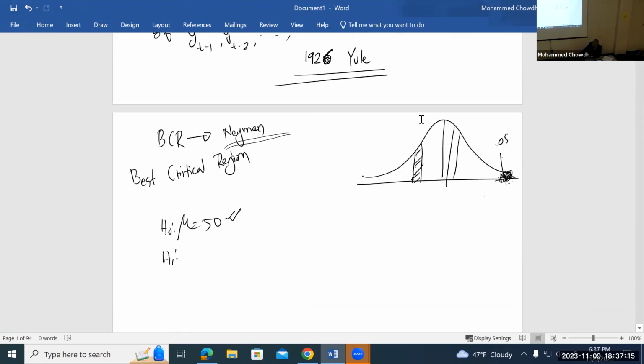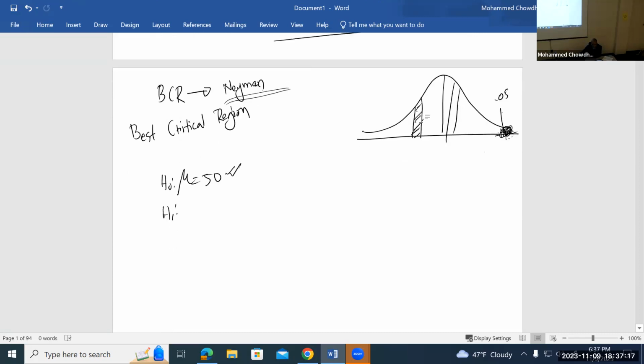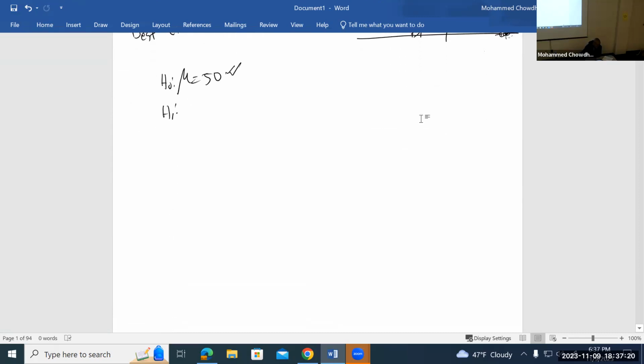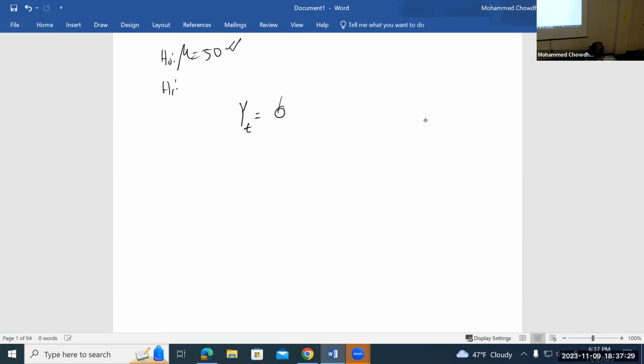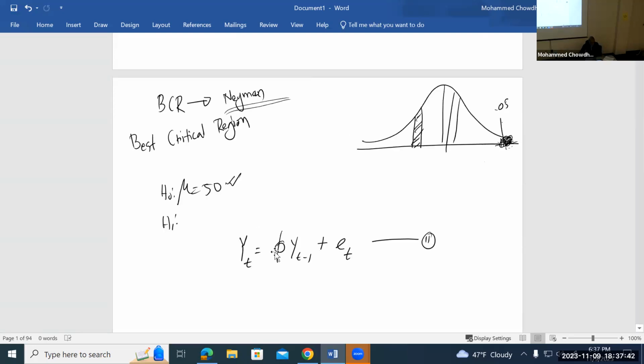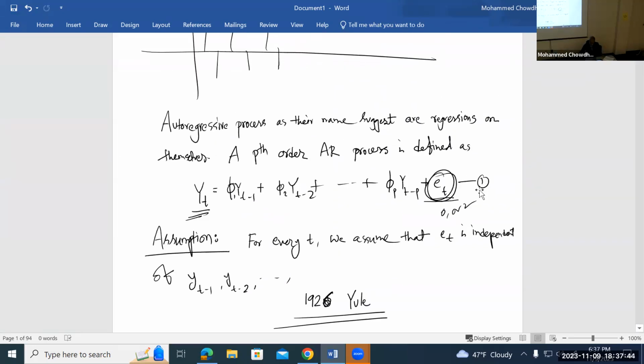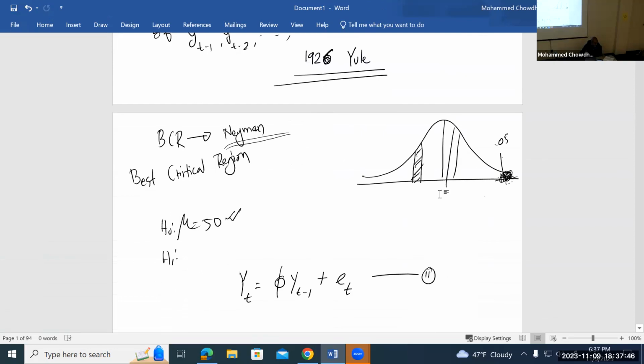So Yule, 1926, gave the idea of the autoregressive model, okay? So now I want to start the autoregressive model of the first order. The first order autoregressive model is written this way: Y_t equals phi times Y_(t-1) plus e_t. This is the first order autoregressive model. Let me give it a number, equation number 1.